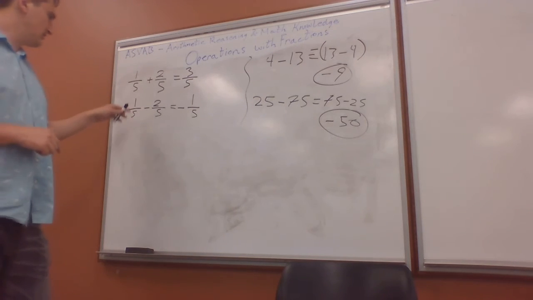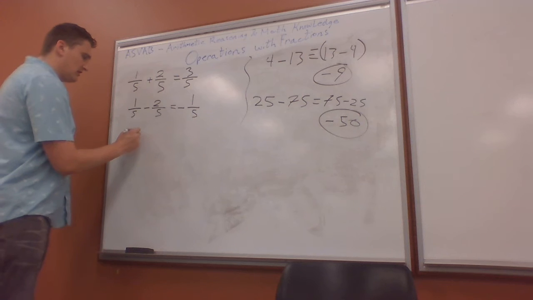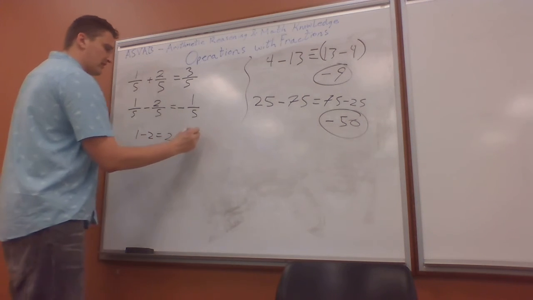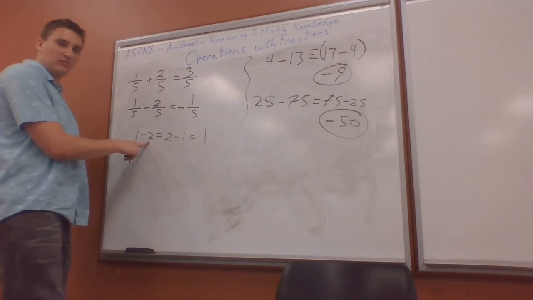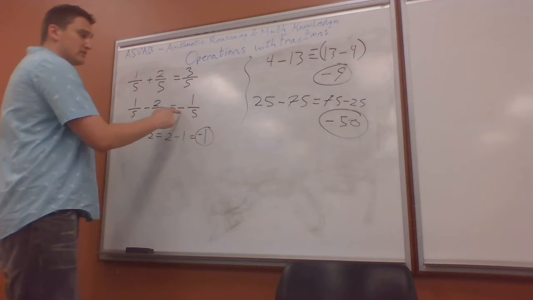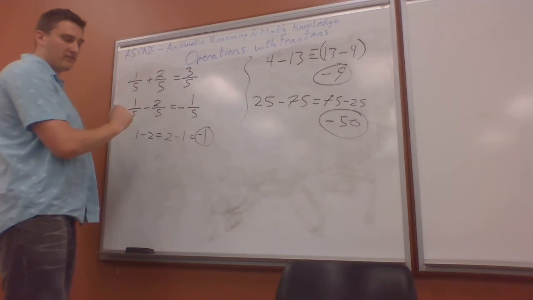On fractions, we know 1 minus 2. 1 minus 2, I treat that like 2 minus 1 to get 1. I was subtracting the bigger number, so it's going to be negative 1. So we treat that like negative 1/5.